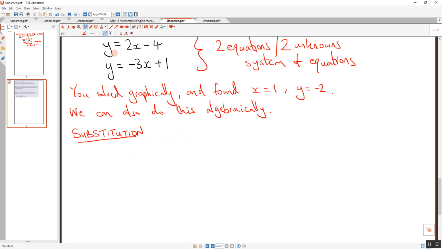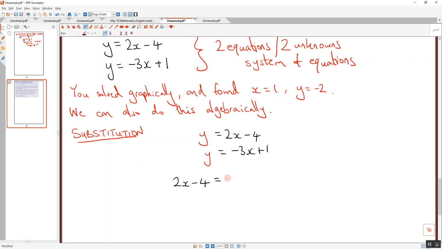Right, so we've got our two equations, y equals 2x minus 4, y equals 3x minus 1. I'm going to write them out again, because I want you to notice something. Y equals 2x minus 4. Right, if y equals 2x minus 4, and if y equals minus 3x plus 1, what can you tell me that 2x minus 4 equals?